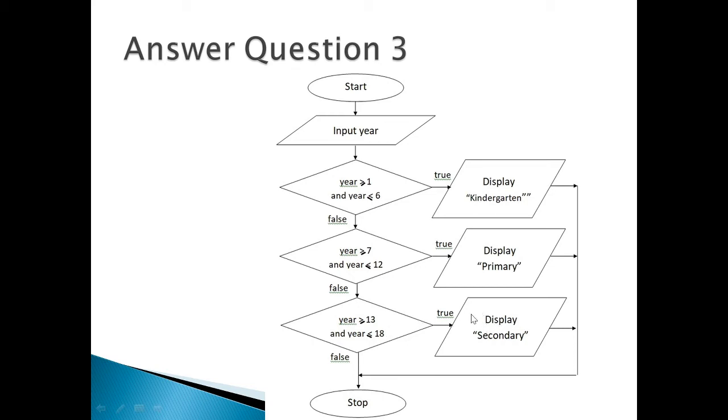So when it's true, display secondary. What happens when it's false? What happens if the user enters 0 or a number above 18? We will not print anything. It just goes to false and stops. That is what I mean by just analyze, just use what is given in the table. So the flow will be here, like here. I hope you can understand my explanation for question 3.